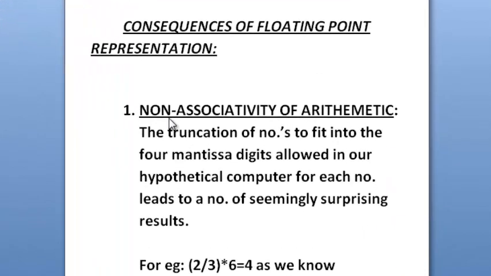Let us first begin with the first consequence of floating point representation, which is non-associativity of arithmetic. Here, the numbers have to be truncated to fit into the 4 mantissa digits allowed in our hypothetical computer. For each number, this truncation leads to a number of seemingly surprising results.